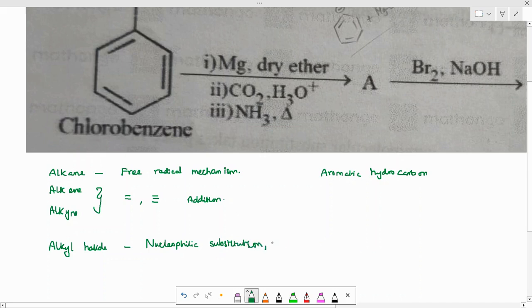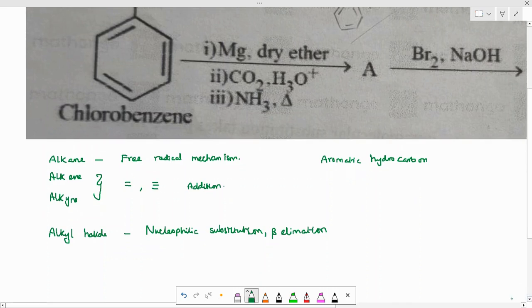And then there will be beta elimination, depending on the reagent. When I am solving the corresponding question, I will explain in which case there will be nucleophilic substitution and in which case there will be beta elimination. Follow my regular videos. And then alkyl alcohol. Aromatic alcohol and aromatic halide, I will deal with later. Alkyl alcohol will also give the same mechanisms, nucleophilic substitution as well as beta elimination.